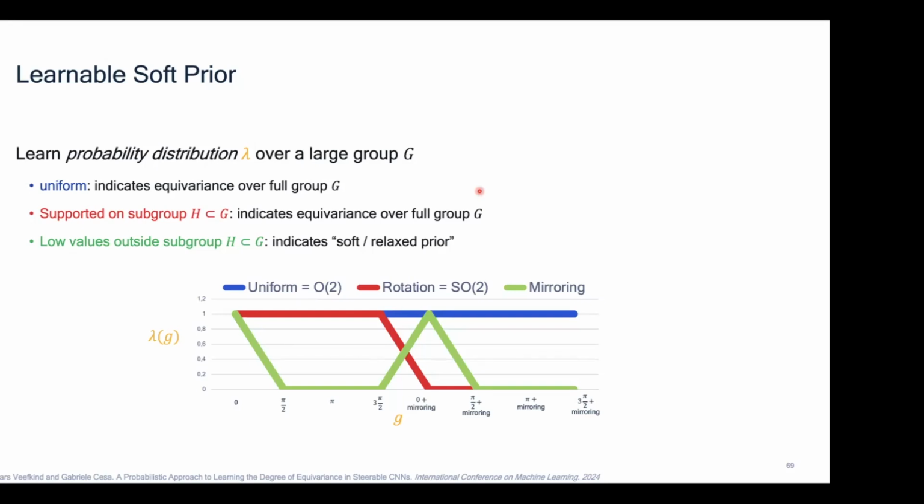So often we're going to have some positive values also around that group. We interpret that as some relaxed equivariance, or some kind of soft equivariance, which allows us to be robust to small deviations from our equivariance group. This is the goal we want to achieve.